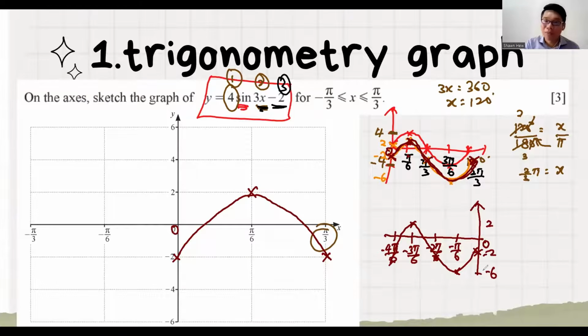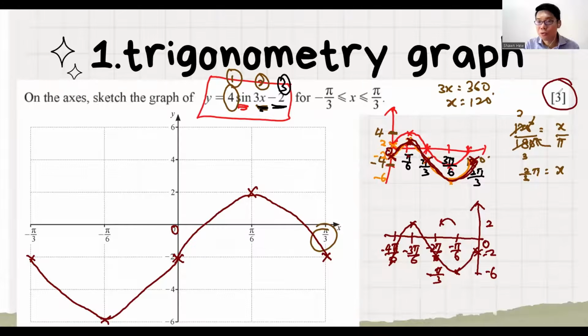Then we start to extract. So when x is 0, it's minus 2. Then when x is minus pi over 6, it's minus 6. After minus pi over 6, we go to minus 2 pi over 6. If we simplify, this is minus pi over 3, exactly the same here. So it is minus 2. Then we join that. And congratulations, you scored 3 marks.